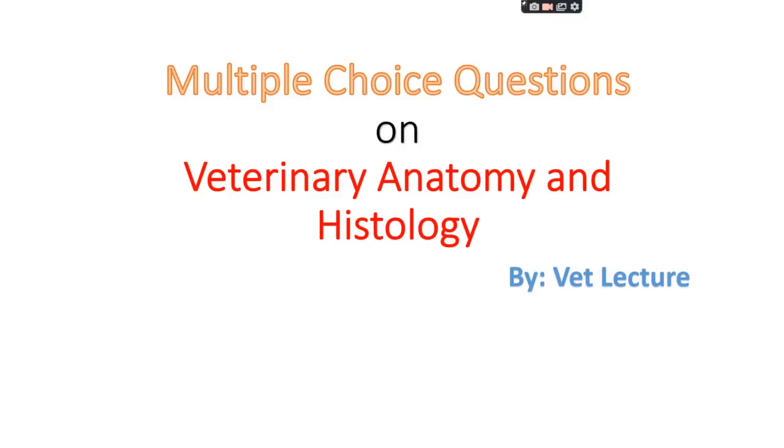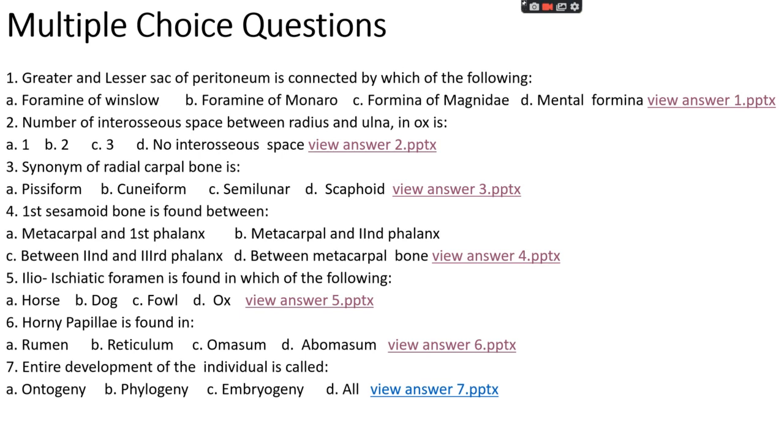Today we will discuss multiple choice questions on veterinary anatomy and histology. Okay. Question number one. Greater and lesser sac of peritoneum is connected by which of the following?